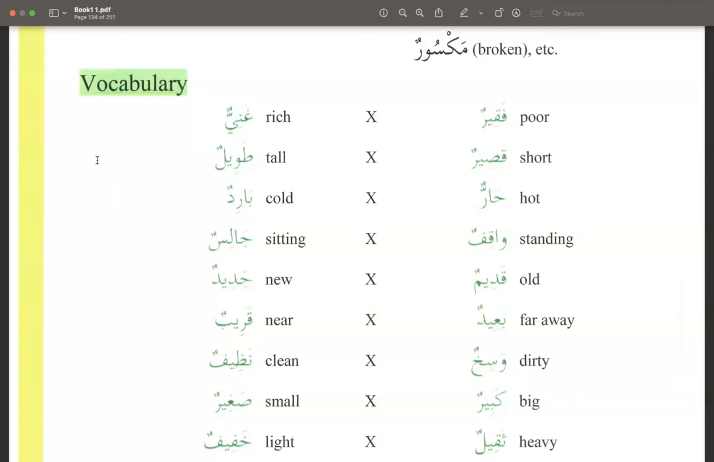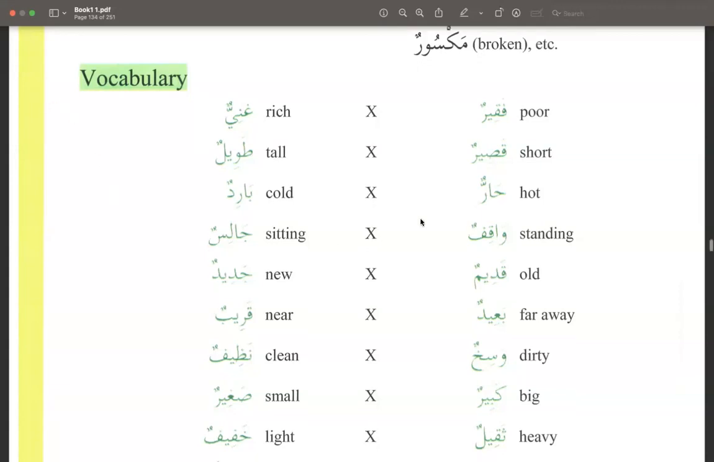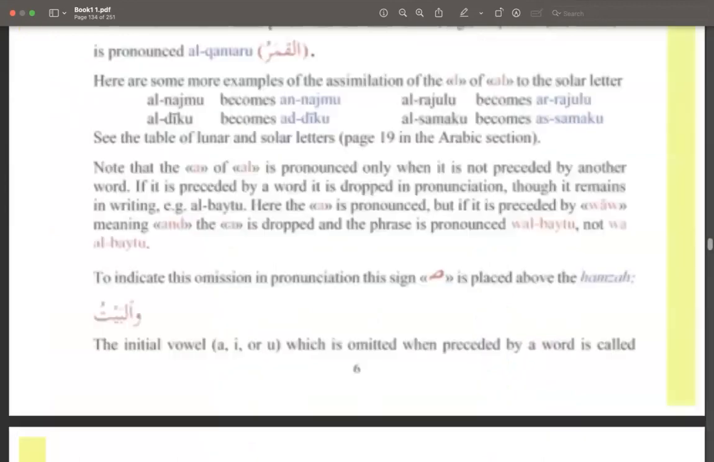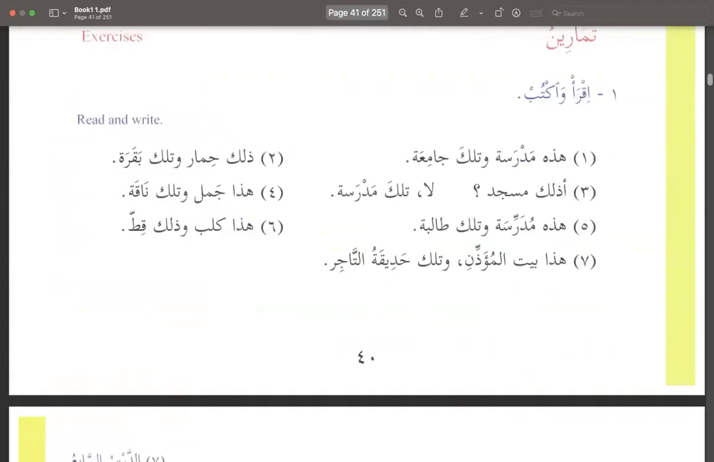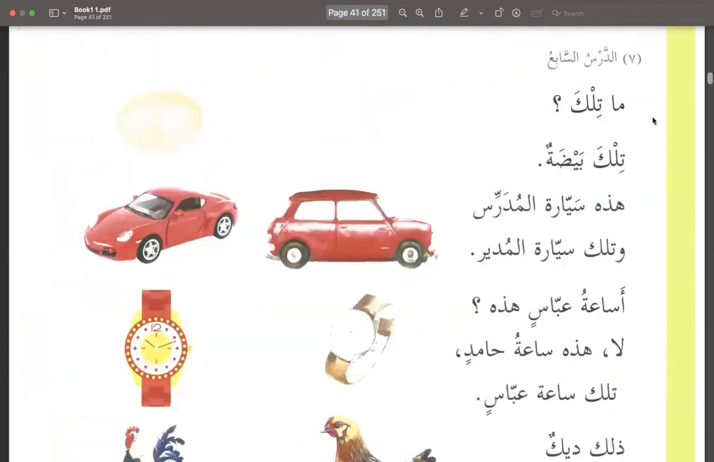Is this book the Madina series? Yes. Okay, so lastly, let's go to the Arabic version of this dars, so everyone knows what to do, correct? Let's go to the Arabic version, and then we'll close up shop, inshallah.